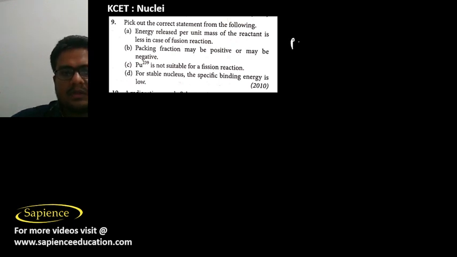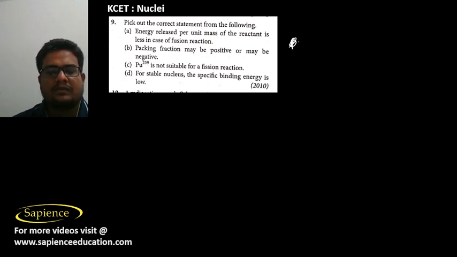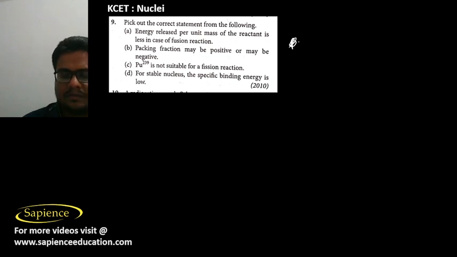Now here, the packing fraction may be positive or may be negative, but packing fraction should not be positive always. So option B is the correct answer.